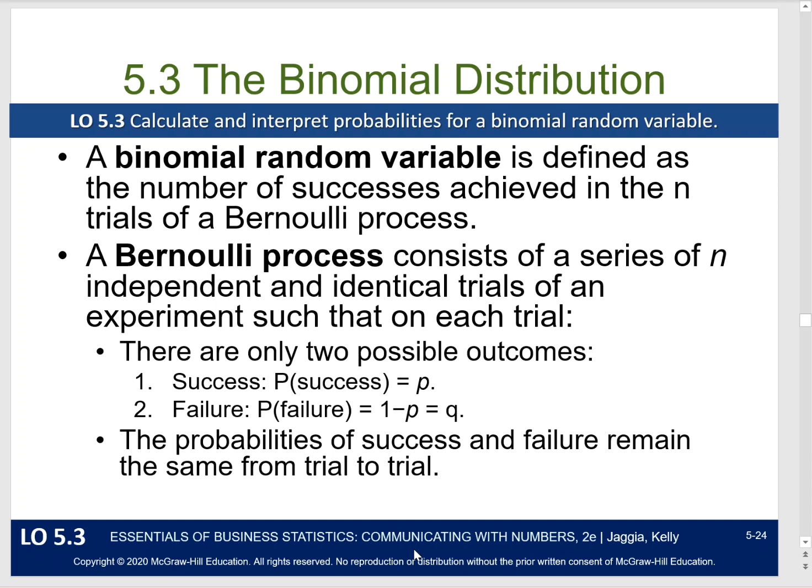Now, we don't have to call them success and failure. You can call them whatever you want to, but success and failure is a good way to think of it. So we use what's called the Bernoulli process, and the Bernoulli process says that this is for an experiment with independent and identical trials. So if we have independent and identical trials of an experiment, then we can use the Bernoulli process, assuming there's only two possible outcomes.